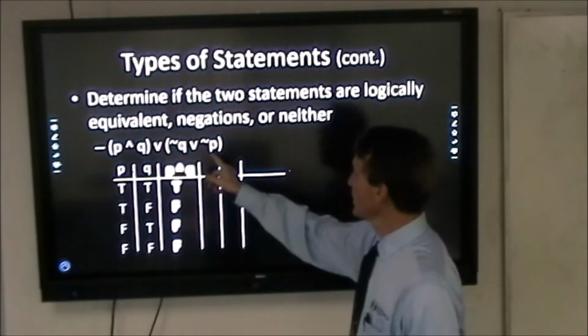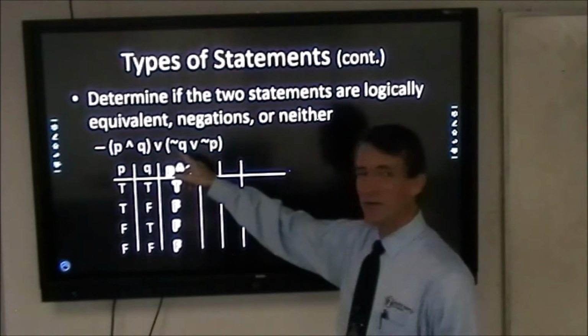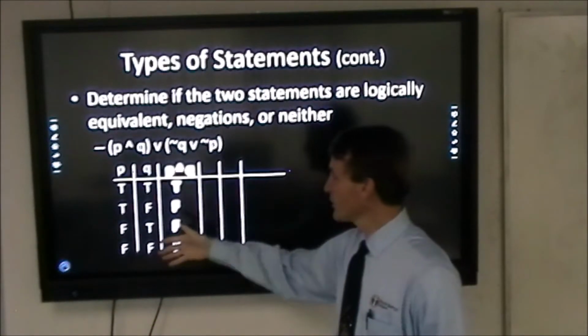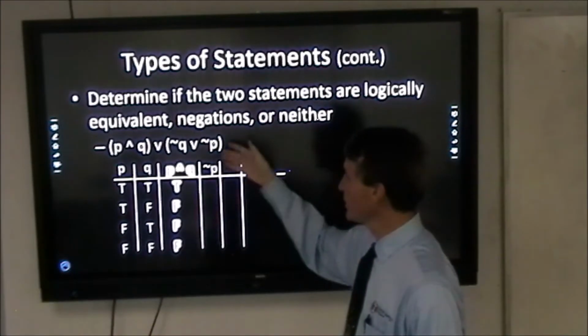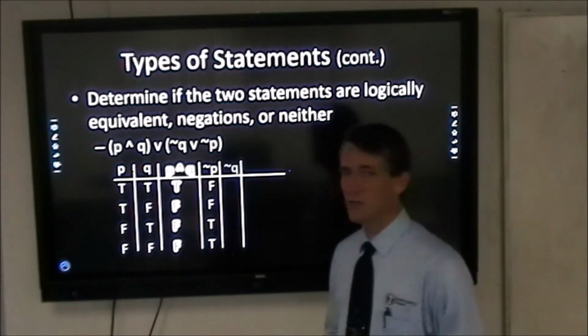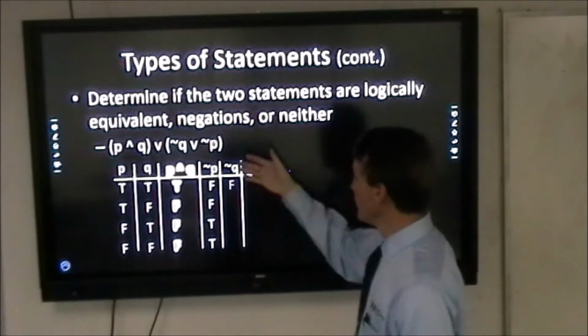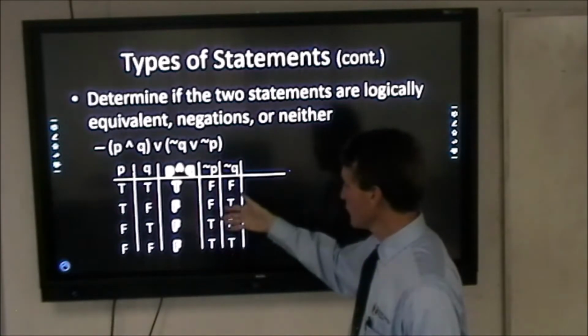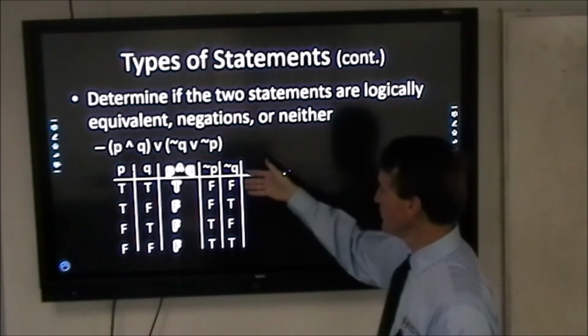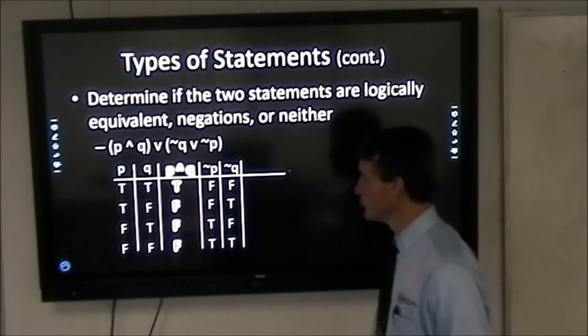Now I look at my second statement. Well, in my second statement I have a negation of Q. I don't have a column for that, so I'm going to go ahead and create it. I'm also going to create a negation of P column. And so we end up getting the negation of P being false, false, true, true, and the negation of Q being false, true, false, true.